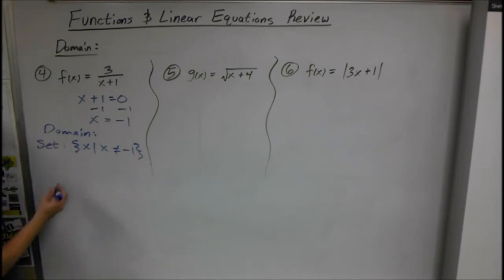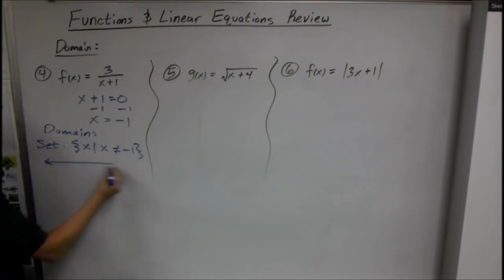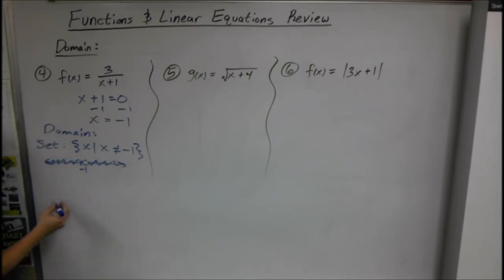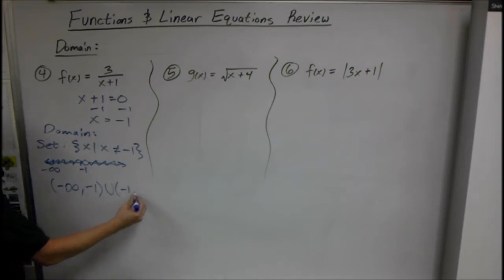And for interval notation, that's a little bit different, because all we're doing is we're skipping over that one number. We're skipping over negative 1, and it's everything else. So for interval notation, it's going to be negative infinity to negative 1, union, because there's a break, negative 1 to infinity.